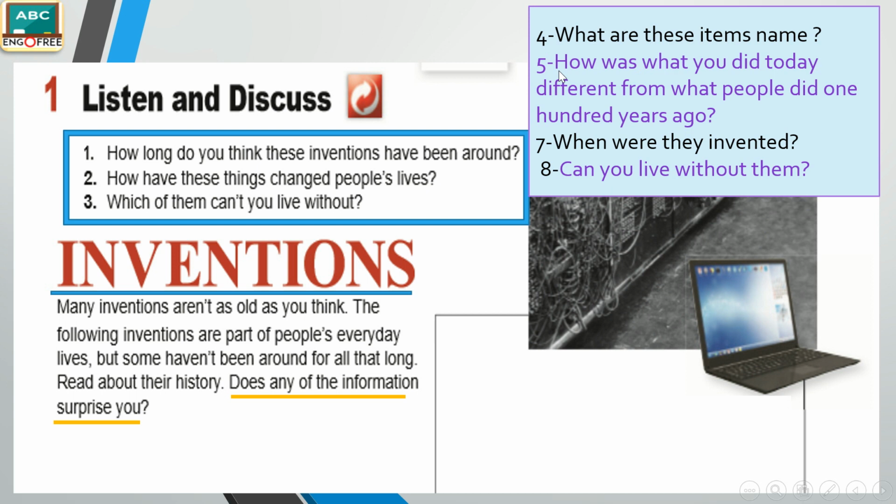Number 5, how was what you did today different from what people did 100 years ago? Number 6, when were they invented? Number 7, can you live without them? Yes. If I ask you, what's the meaning of inventions?